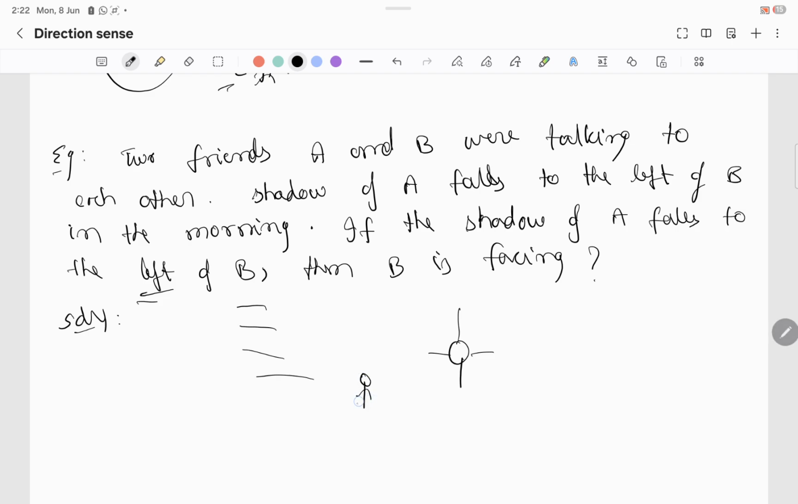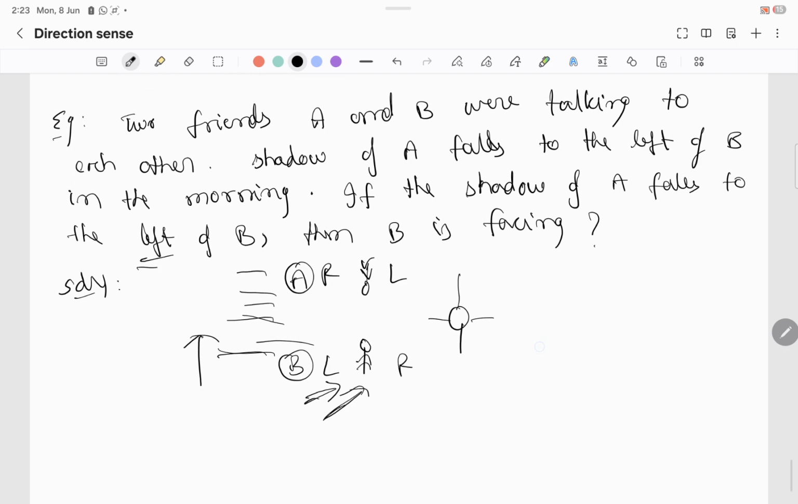Take 2 persons, and this person. So the bottom person is facing north. So same as us, our left and right will be this. The opposite person has right and left. Now if the shadow of A falls to the left of B, with respect to whom is the shadow falling? With respect to B, A's shadow is falling. So we need to find B. On the west side, whose left is there? I think the bottom person. He is B. Then the opposite person is A. Finally they are asking B is facing which direction? North direction. Hope you understood.